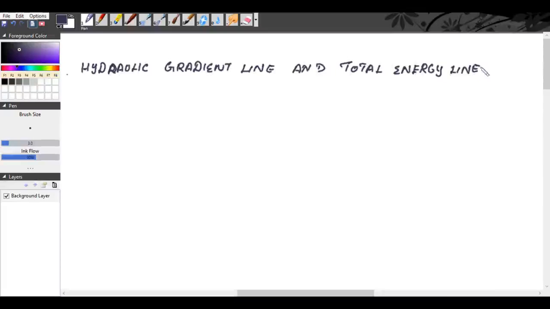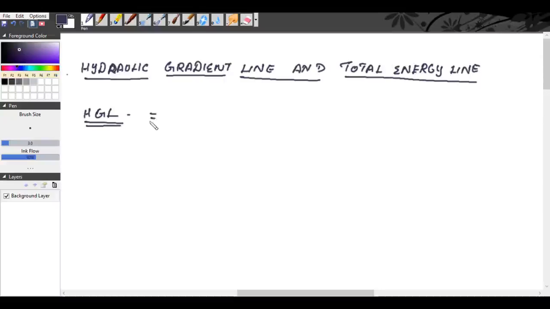Very important concept. You can expect problems and some 5-mark questions related to the hydraulic gradient line and total energy line. And this is very important for you to study the flow of a fluid through pipes. Now, what is the hydraulic gradient line? It is expressed as HGL, and it is defined as a line which gives the sum of the pressure head and datum head.